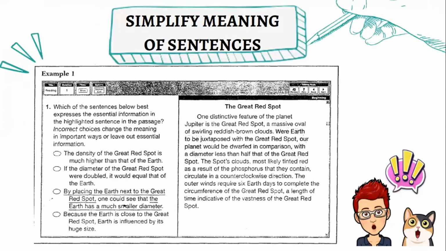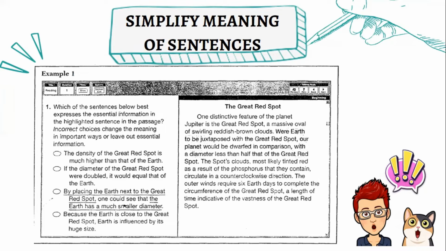And the third kind of question that we have for today is simplify meaning of sentences. Again, here is a question that is about strategy. Okay, so take a look here. You have a bit of a text, the Great Red Spot, and you have the question: which of the sentences below best expresses the essential information in the highlighted sentences in the passage?